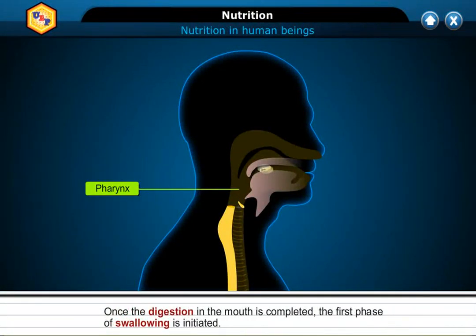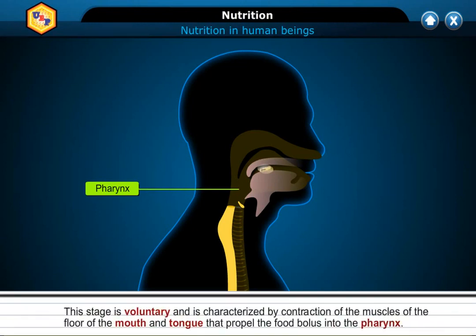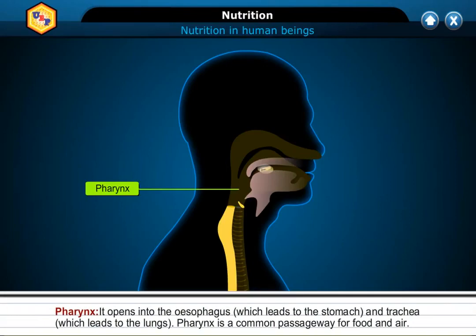Once the digestion in the mouth is completed, the first phase of swallowing is initiated. This stage is voluntary and is characterized by contraction of the muscles of the floor of the mouth and tongue that propel the food bolus into the pharynx. Pharynx. It opens into the oesophagus, which leads to the stomach, and trachea, which leads to the lungs. Pharynx is a common passageway for food and air.